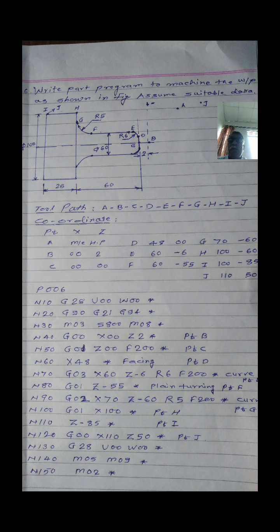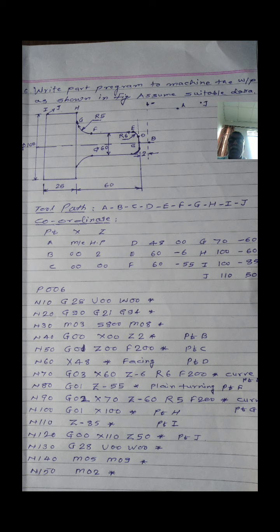Next block is N30 M03 spindle start in clockwise direction at S800 rpm. Yes, S800 means spindle speed. M08 coolant on, end of the block. These three blocks remain same for every program. Then next N40 G00 rapid traverse. You have to move the tool from machine reference point to the point B, which is nearer to the starting point of the operation with the rapid traverse. G00 rapid traverse, when the tool moves in the air, there is no machining operation.